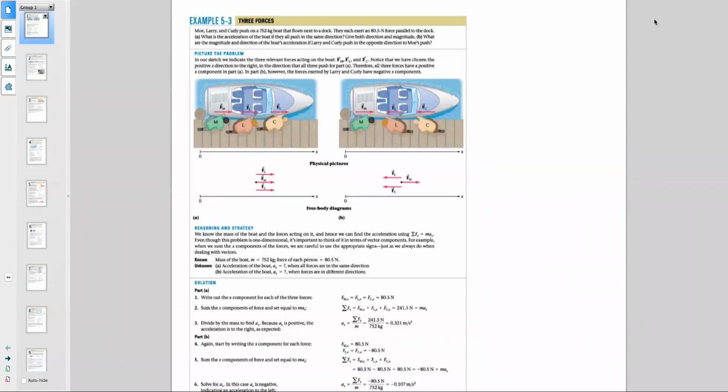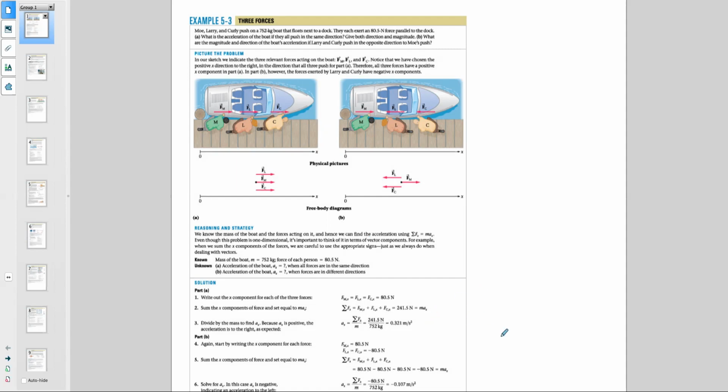Let's take a look at some of the examples of Chapter 5. Here is example 5-3. We have three people pushing the 752 kilogram boat. In part A, they're all pushing it in one direction. In part B, two of them are pushing it in one direction and the third person is pushing it in the opposite direction. Go ahead and pause the video, read the problem, just like I did, write down things that you have, and then continue working the problem with me.